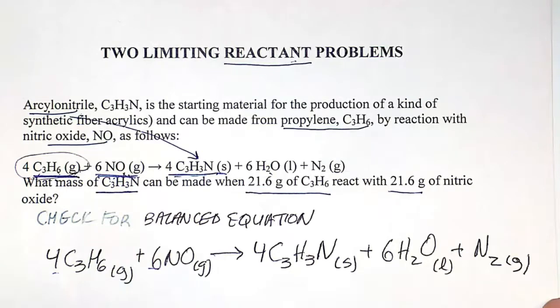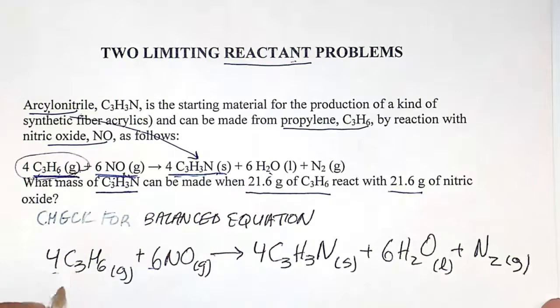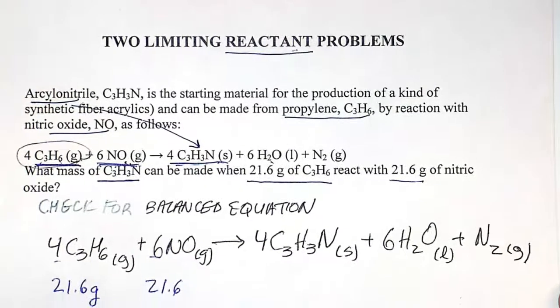And what is our starting material? We start off with 21.6 grams of C3H6 and 21.6 grams of nitric oxide. So is it safe to assume that all of this will react with all of this? Because after all, we started off with 21.6 grams of propylene and 21.6 grams of nitric oxide. All of this will react with all of that, and we want to figure out how much of this we make. That is a wrong approach.